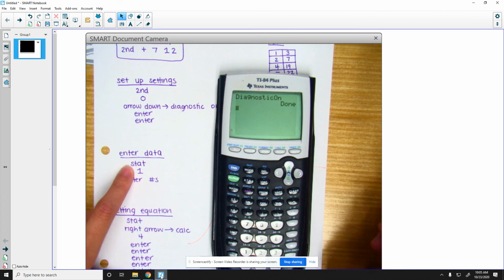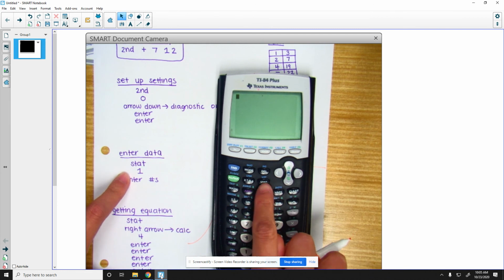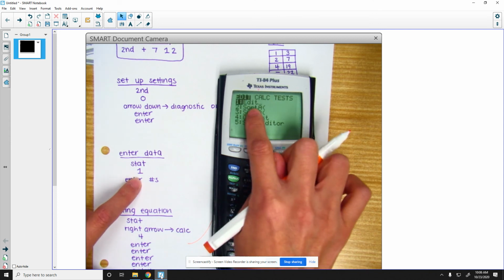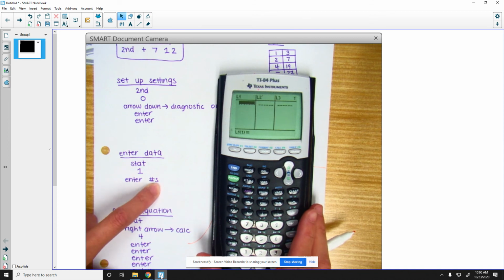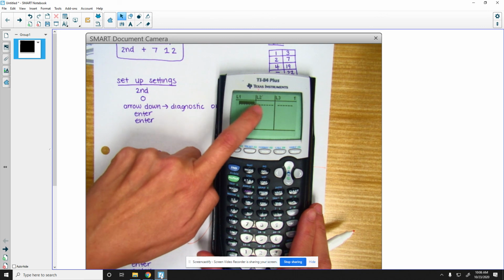So now we can enter our data. If you don't turn on the diagnostic, it's not going to give you all the answers. That's why you have to make sure you turn it on. Okay, now let's enter the data. So hit stat. Stat is right here, second row, the third button. So hit stat and then hit number 1 because you want to edit your table and now enter all your numbers. First of all, do all of you see an L1 and an L2 on top of your paper?